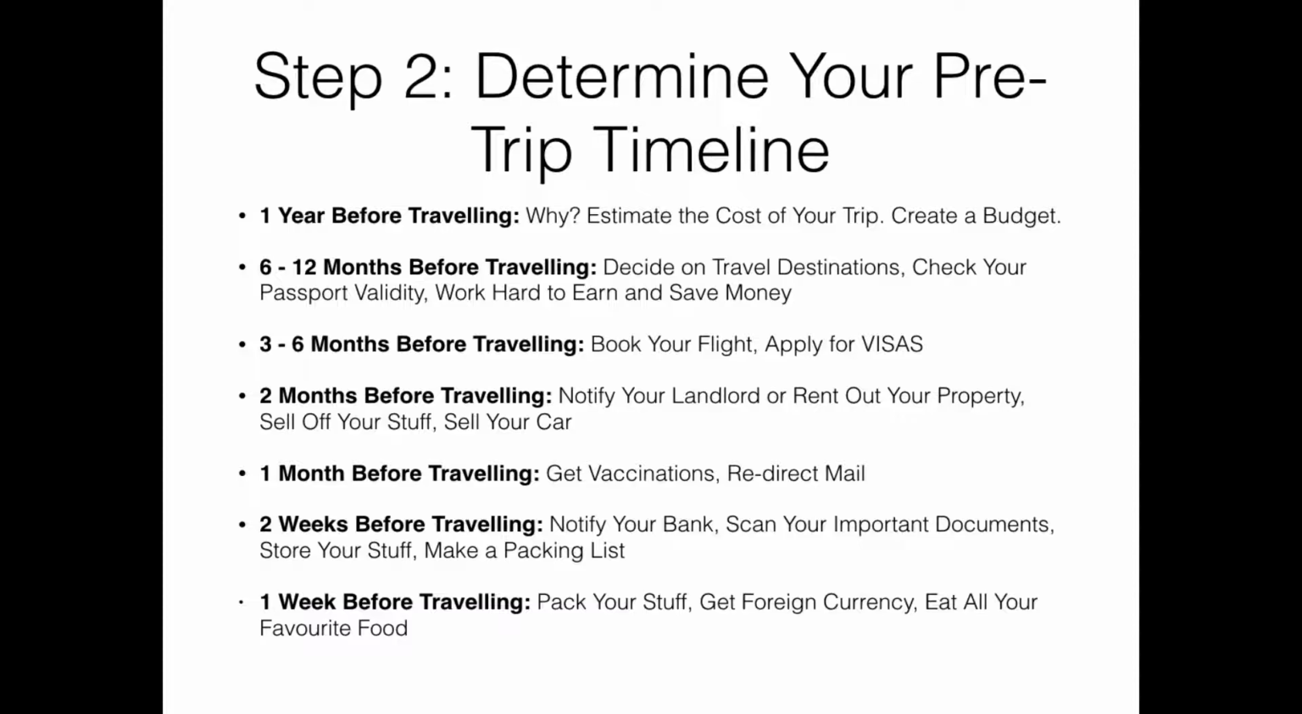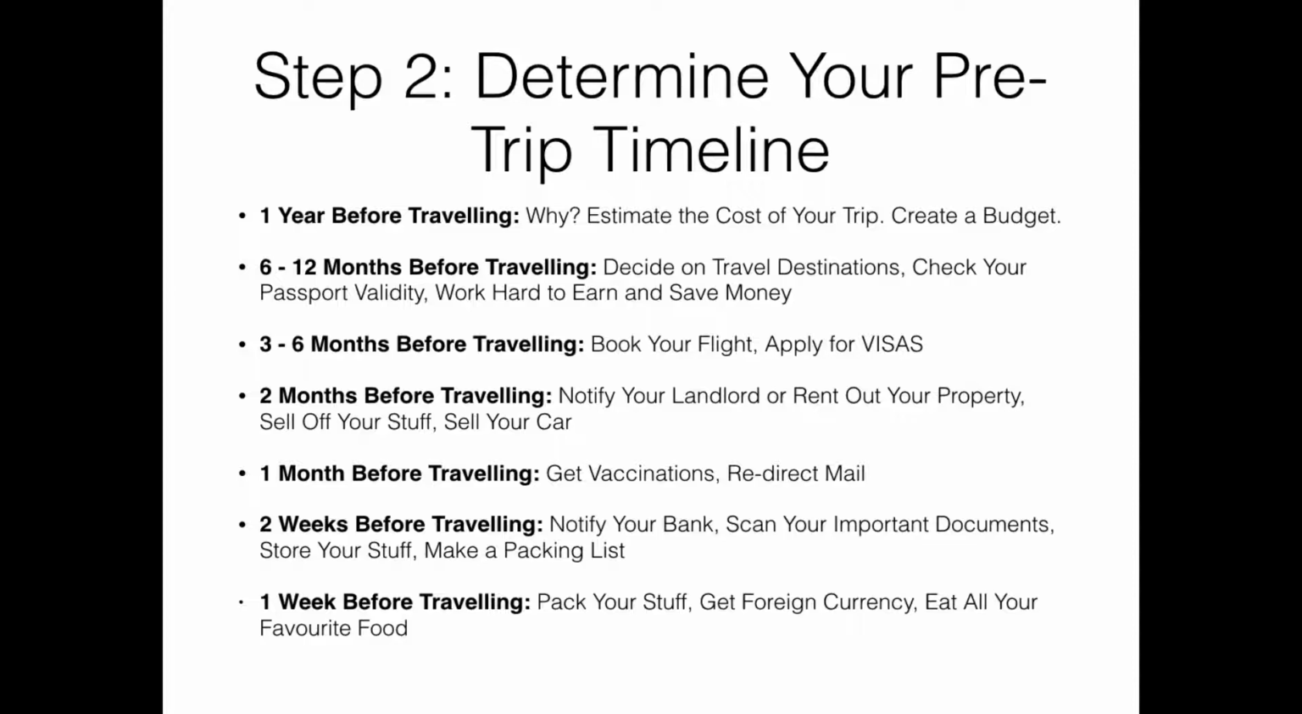So 2 months before you leave to travel, you want to notify your landlord that you're going to be leaving. Or if you have your own place, you want to rent it out on places like Airbnb or rent it out to a friend so that you can make some side money while you are away traveling. You should also sell off a lot of the stuff that you no longer need so that you can earn money much faster. And you probably want to sell your car before you travel, because if it just sits in your garage or somewhere parked for the entire year, then it's probably not going to be the best thing for your car, not to mention depreciation.